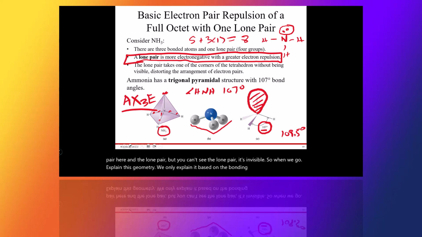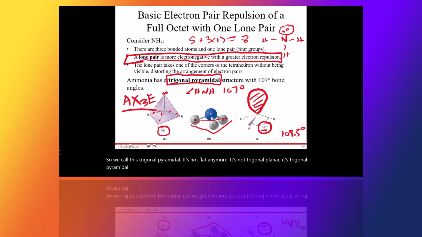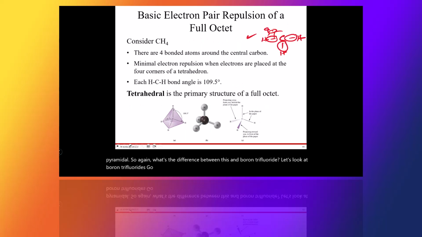And so it looks like a pyramid because the nitrogen is at the top of the pyramid, and the hydrogens are below. So we call this trigonal pyramidal. It's not flat anymore. It's not trigonal planar. It's trigonal pyramidal. So again, what's the difference between this and boron trifluoride? Well, let's go back and look at boron trifluoride.